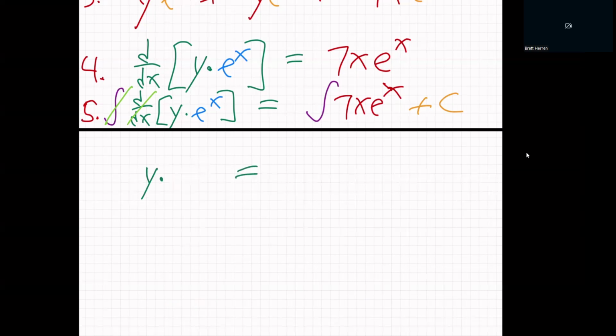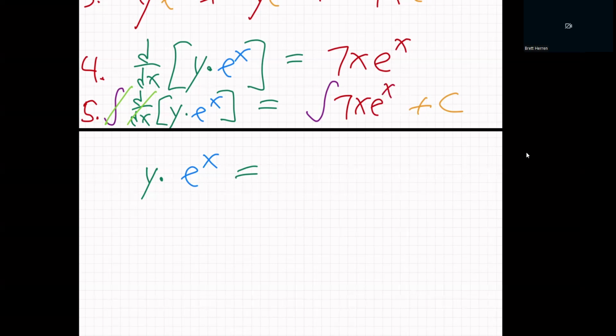Here, I'll keep the same colors if that's helpful. No change at all. But on the right side, you've got to do the integral. Why? Because it doesn't cancel out. We don't have a derivative and an integral that just cancel out. Here on the right side, we just have an integral. So we've got to do the integral. Now, how to do the integral of 7x e to the x? Well, it's going to be by parts. Sorry, that x looks so bad. I've got to fix it.